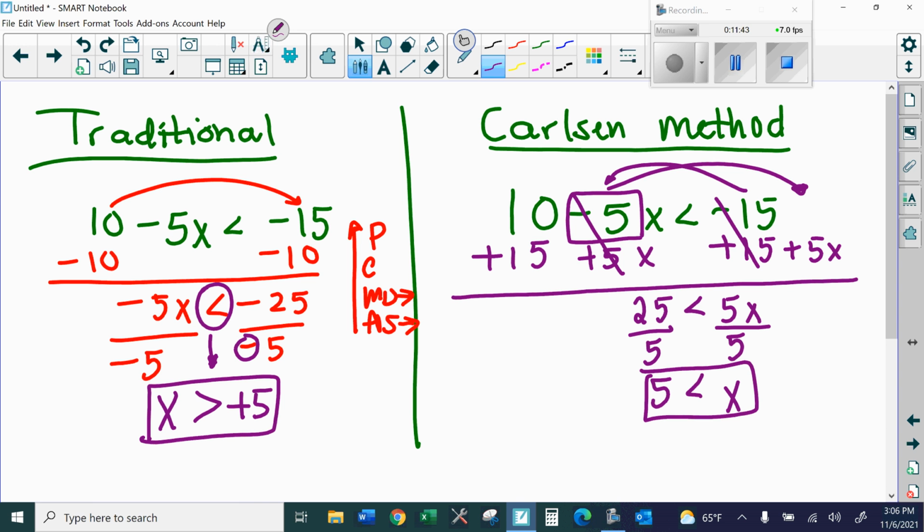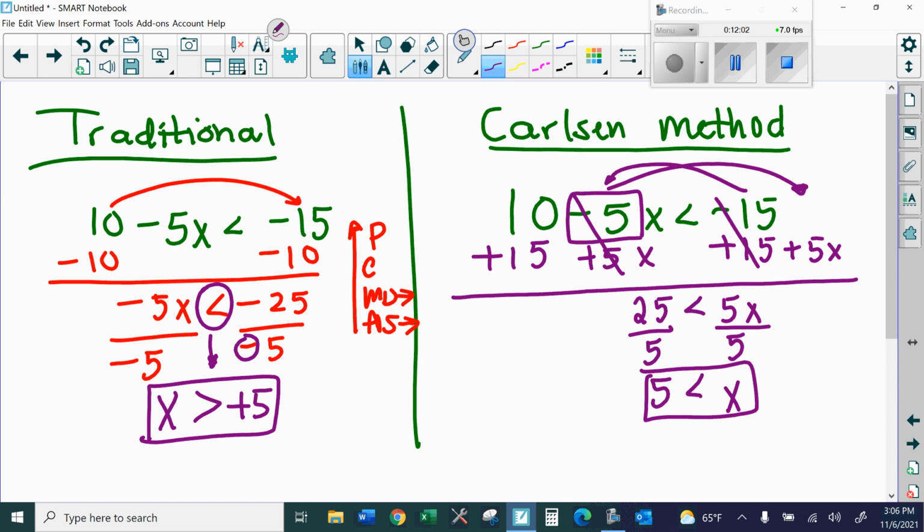Okay, so now you can see both methods. And when you add in inequalities, it really saves you because you don't have to remember the rule that when dividing by a negative or multiplying by a negative, I have to switch the inequality sign. If you do it my way, you're not going to ever have to remember that. You do it the traditional way, you will have to remember that every time.